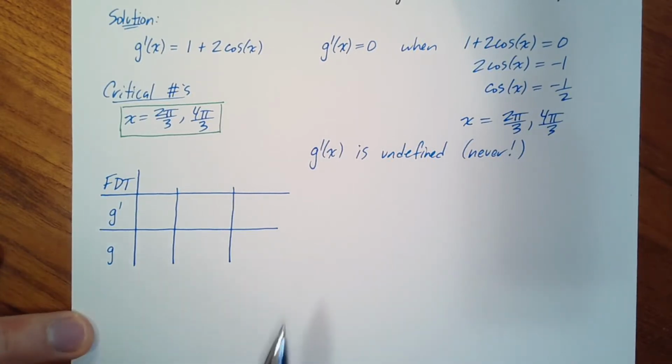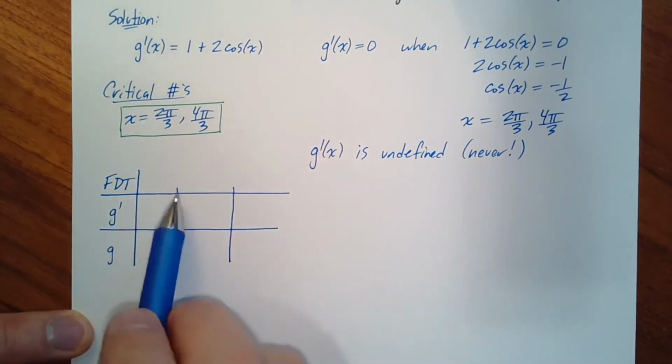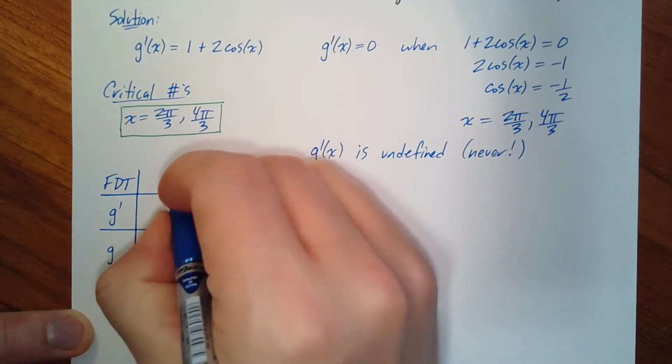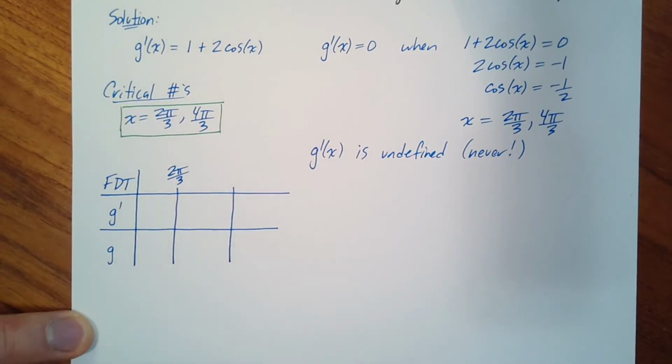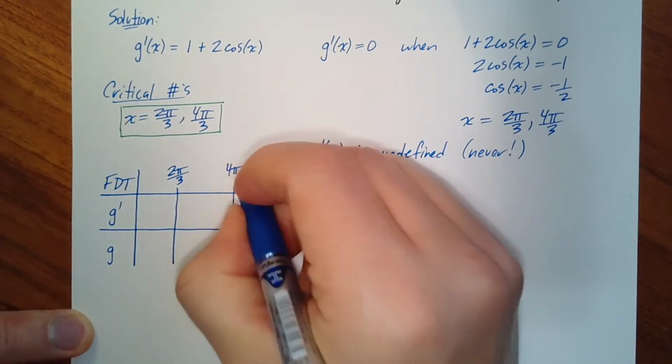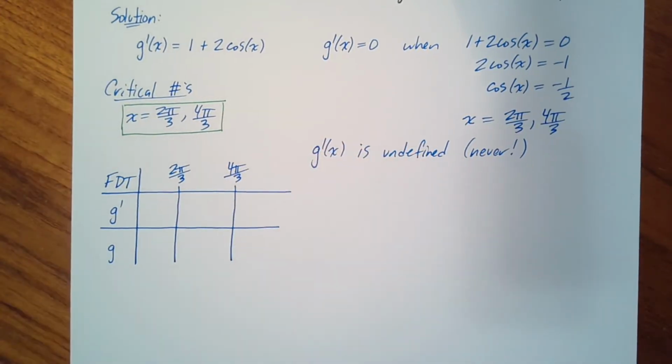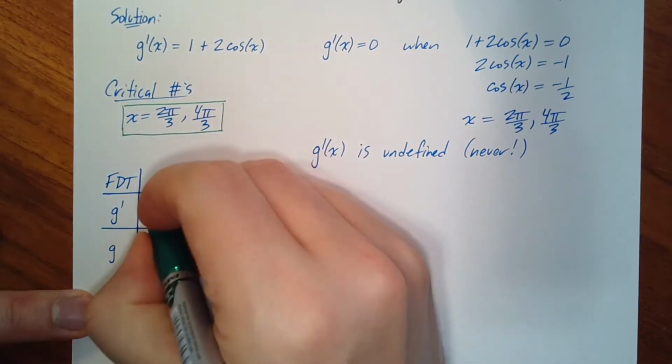But in principle, this is the same. So here's what I mean. We'll start by labeling our critical numbers. That's why I did those two slices here, because we're going to have one for 2 pi over 3, and then the other one is 4 pi over 3. And we're going to pick sample points in between, just like we always have.